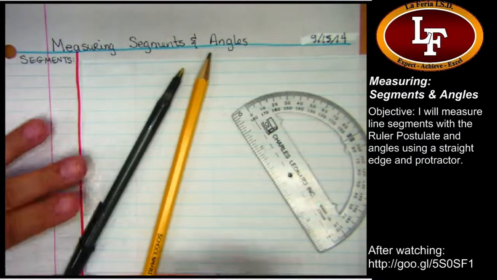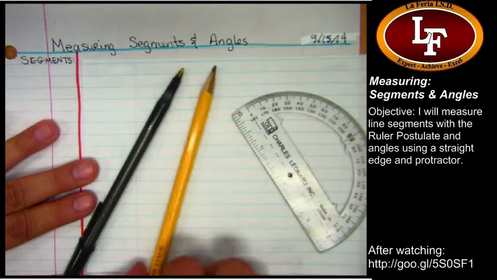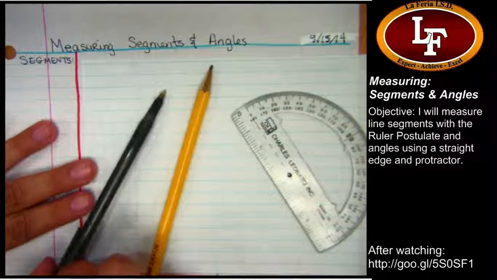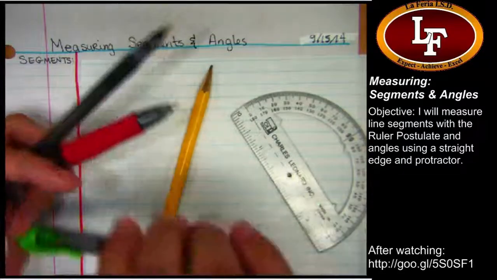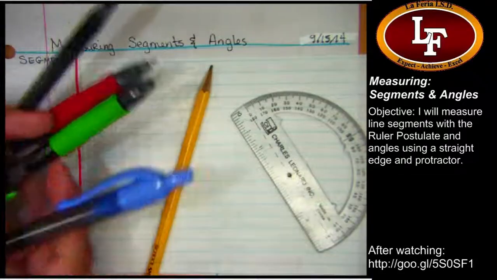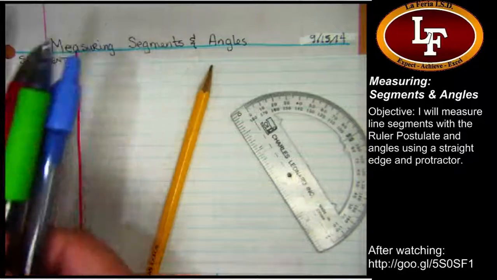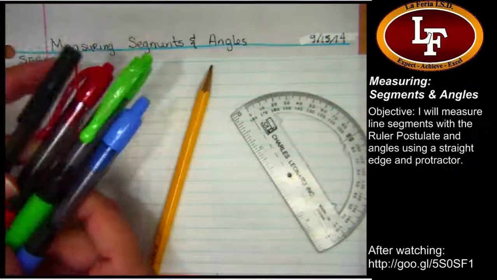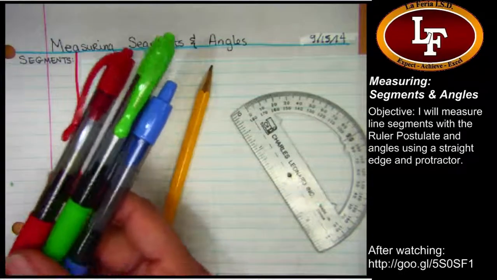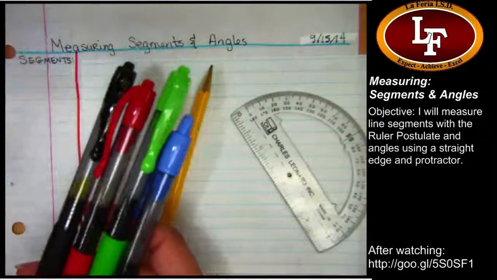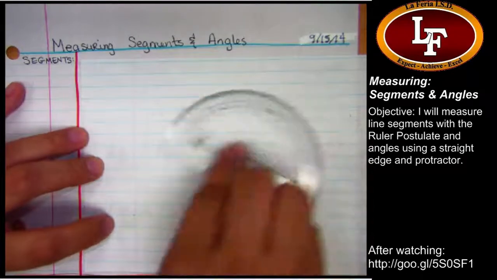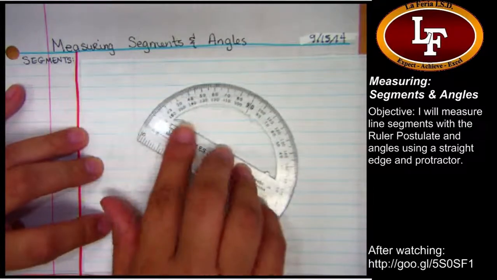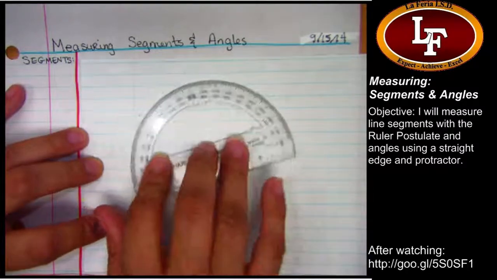Things you're going to need today: you will want a pencil. You might want a pen, and I'm going to recommend a couple different colors of pens, especially if you're like me. I like these standard 4. These are my 4 favorite color of pens. And I gave each and every one of you a protractor. So you will need a protractor.